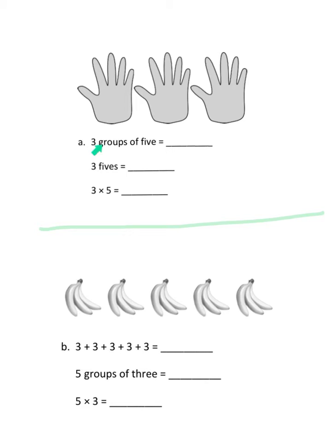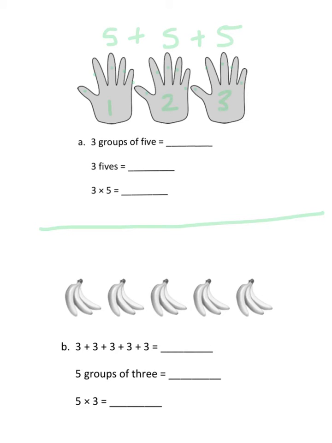3 groups of 5. Here are my 3 groups. 1, 2, 3. And we know there's 5 fingers on each hand. 1, 2, 3, 4, 5. So we'll do 5 plus 5 plus 5.